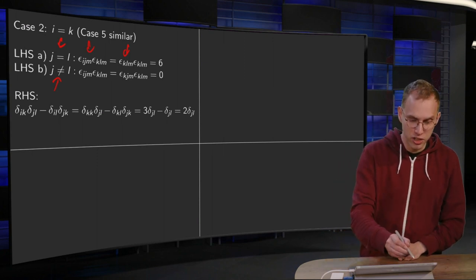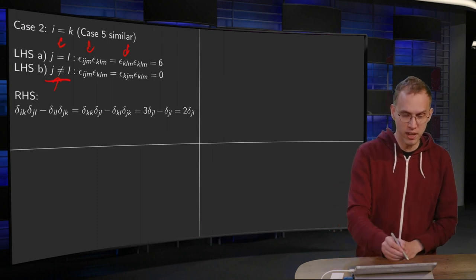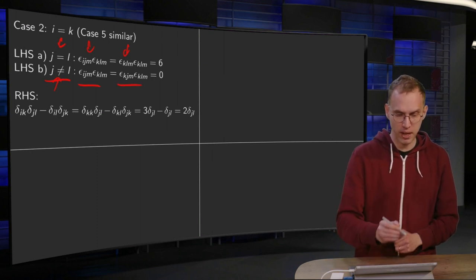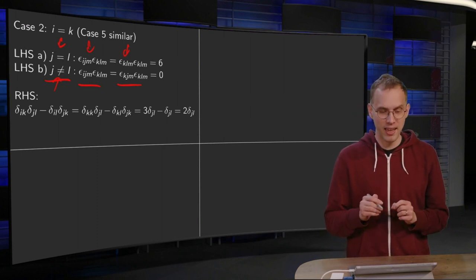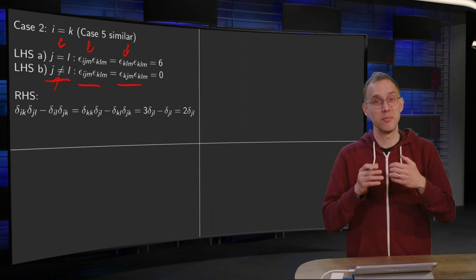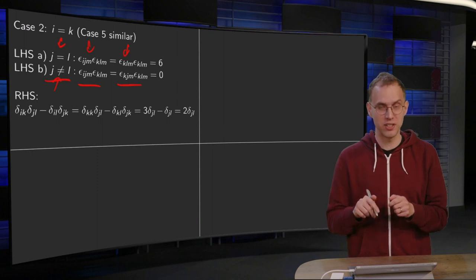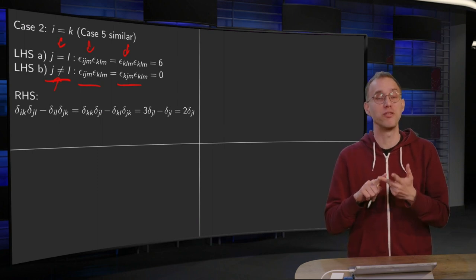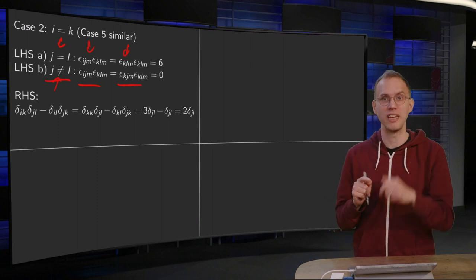Now, if j is not equal to l, second option, then your left-hand side becomes epsilon kjm times epsilon klm. And now we look at the two epsilon symbols. In order to get something non-zero, the three indices have to be different. So the k, the l, and the m have to be different in order to get something non-zero. For example, 1, 2, and 3.